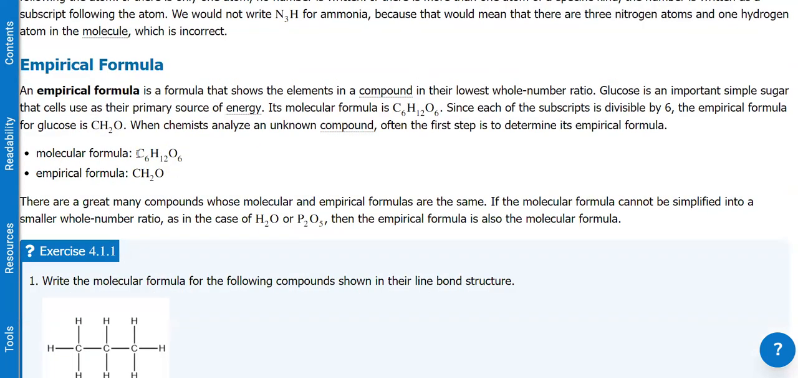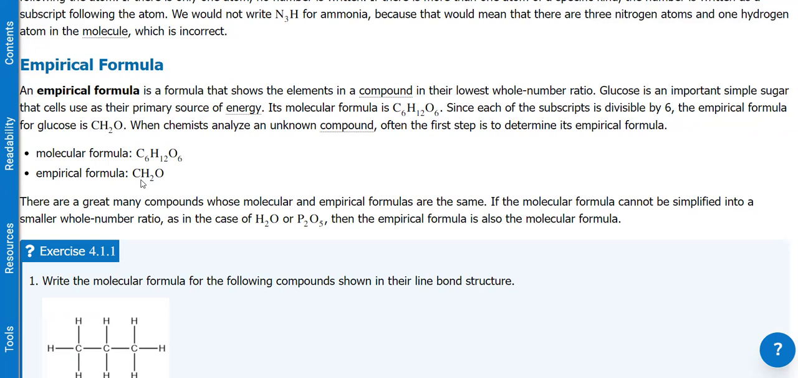Here's a classic example. If we look at glucose, which has the formula C6H12O6, and we look at its structural formula, the spatial arrangement, and ask what's the simplest ratio, these are all multiples of 6, going back to that math class. We divide by 6, and we get this. This is what we call the empirical formula, the simplest ratio of them.